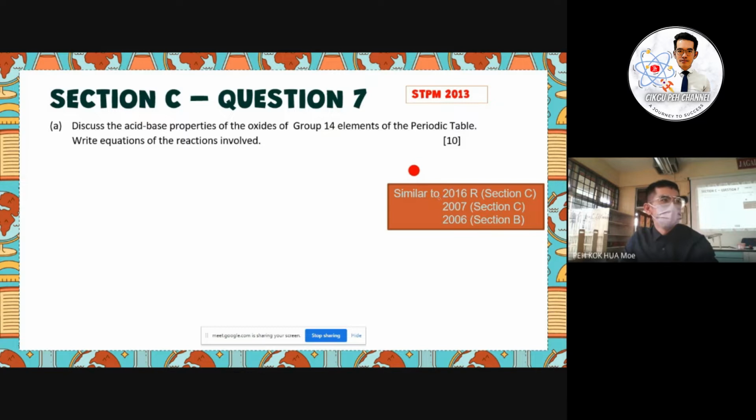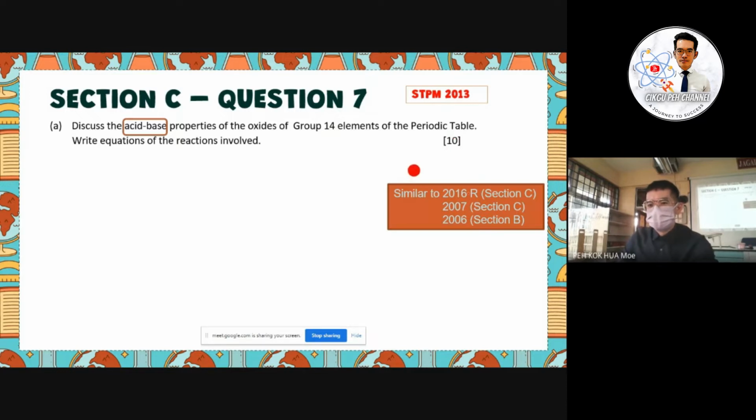You can see it also came out in 2016, repeat 2, and then 2007, Section C, and 2006, Section B, in our discussion over the last few lessons. The main point is you have to remember the acid and base properties of group 14 oxides. And here the marks involved are 10 marks.